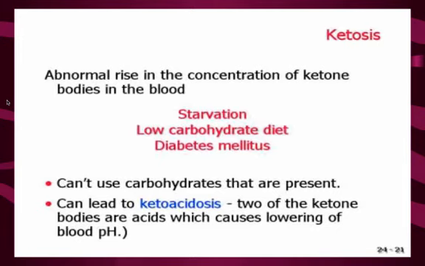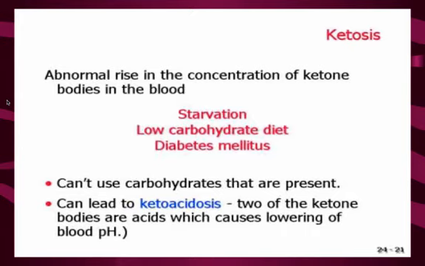Ketosis. We've heard that, right? What does that mean? Used to be, they'd say you've got to get to ketosis if you want to be a successful dieter. That means an abnormal rise in concentration of ketone bodies. Basically, that can happen during starvation, a low carbohydrate diet, or sometimes in diabetes mellitus. Why? Because the glucose isn't going into the cells. So it's not metabolized, it's not providing oxaloacetate, and that can cause this. So in that case, you can't use the carbohydrates that are present.